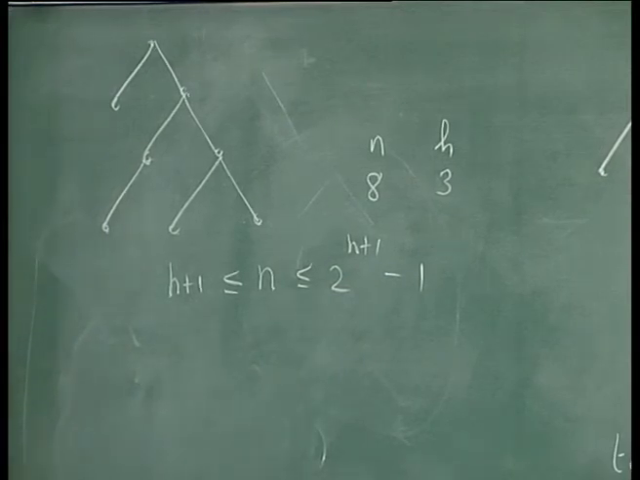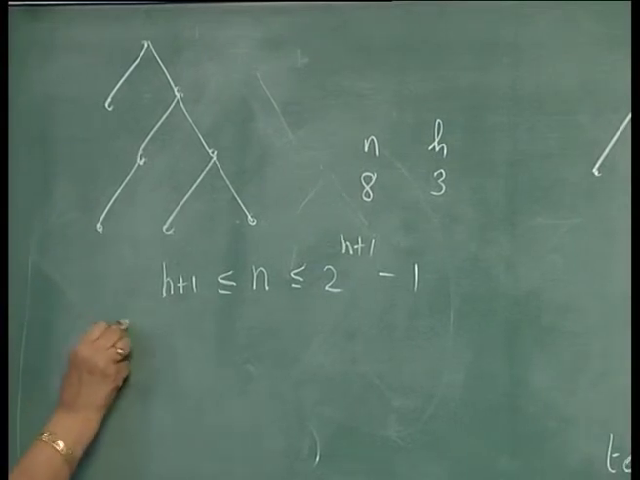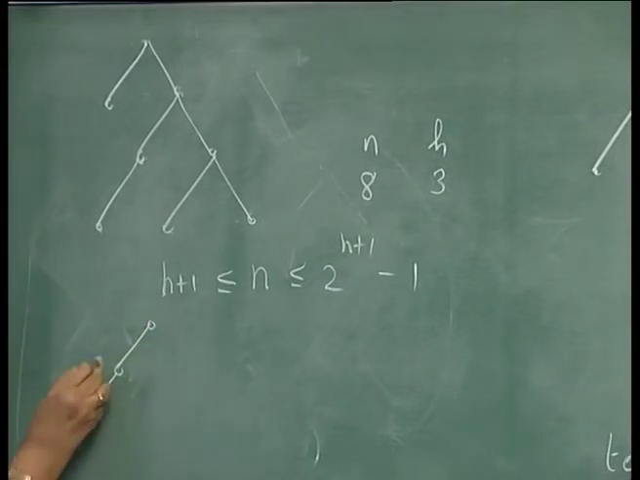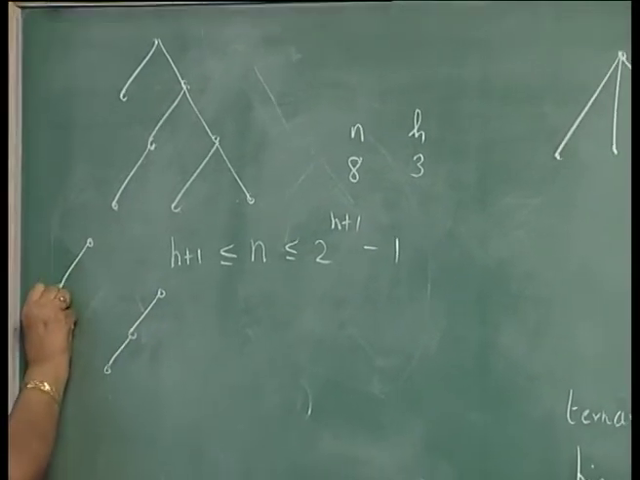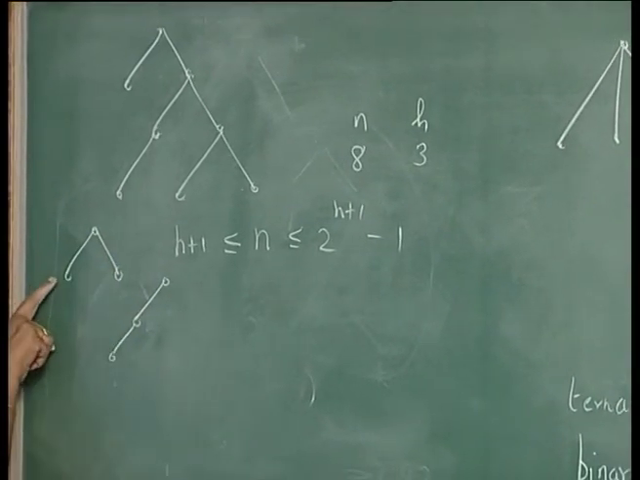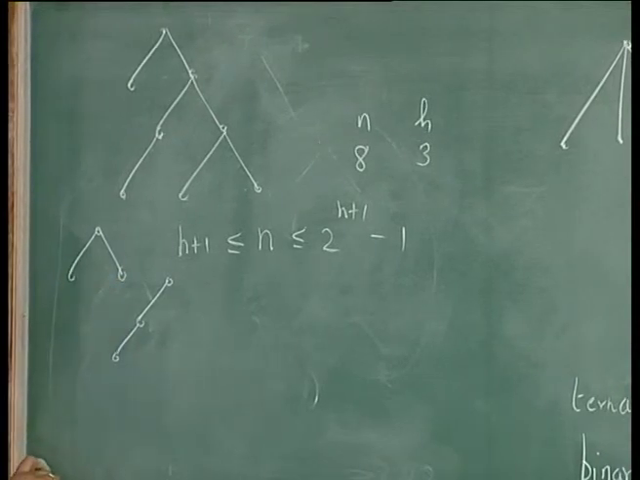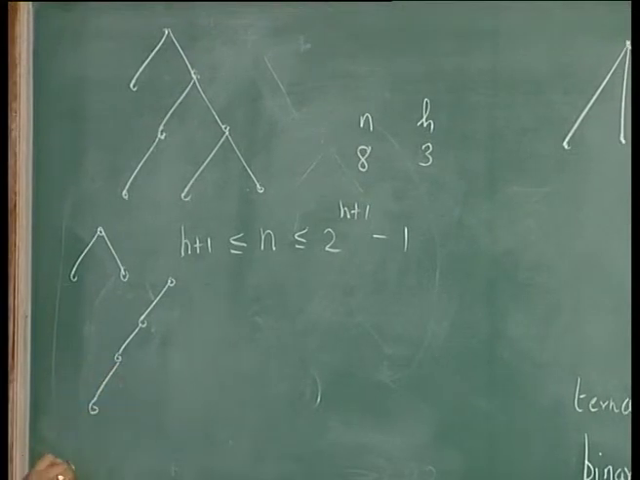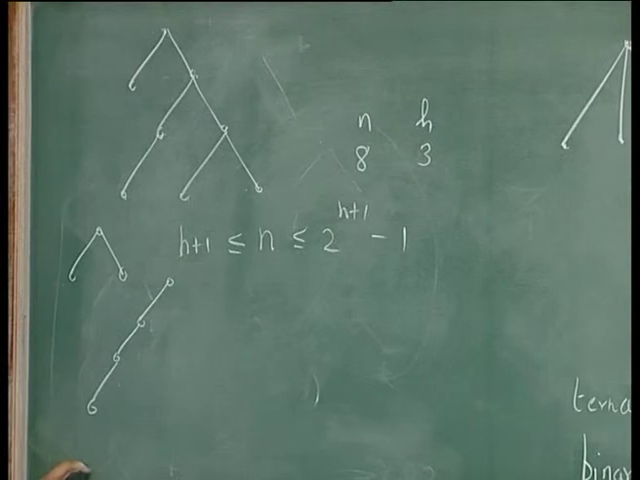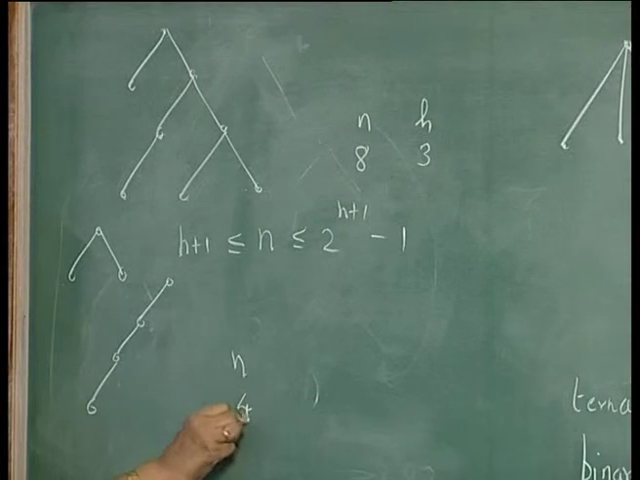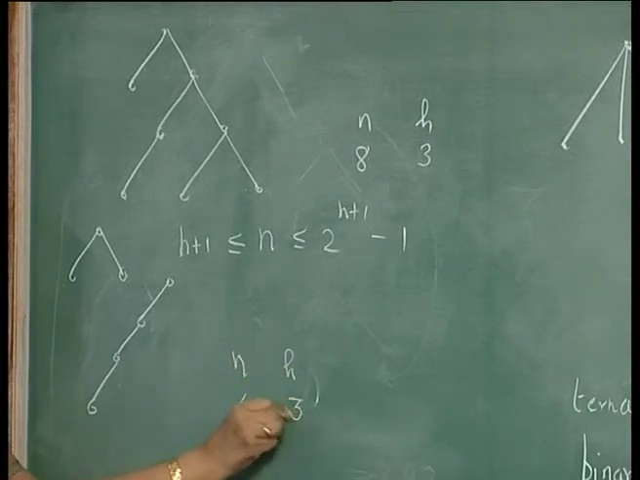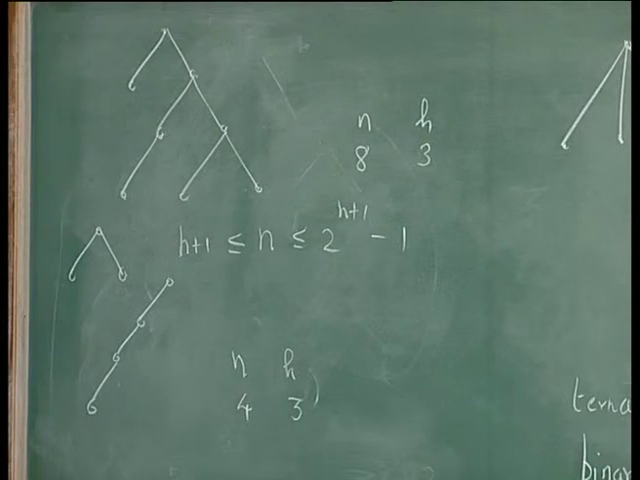Let us consider the worst case scenario, you can have a binary tree like this. If a node has 2 sons, this is called the left son, this is called the right son. So, you can have a tree like this where there are no right sons at all. Then what is the number of nodes here? n is 4 here and h is 3. So, the worst case n can be h plus 1.